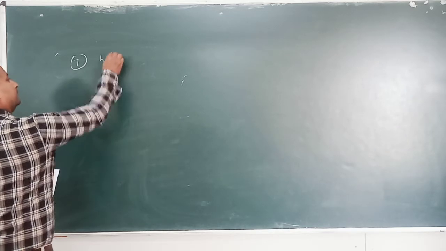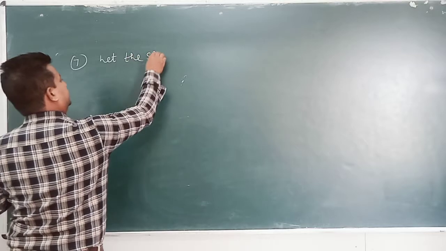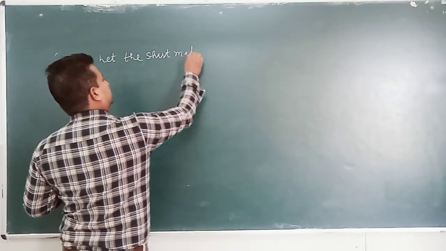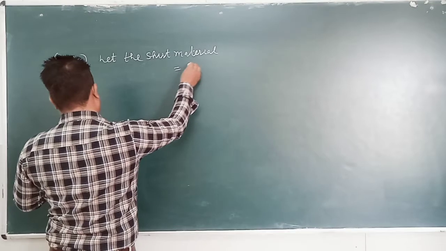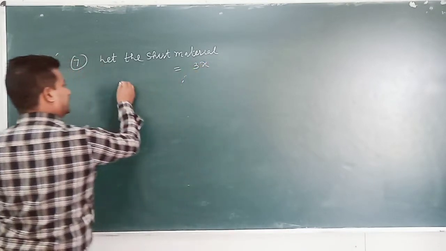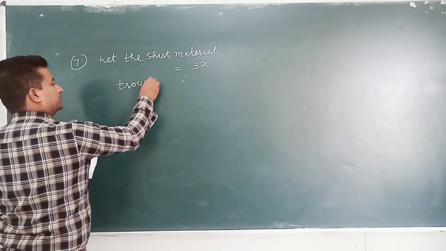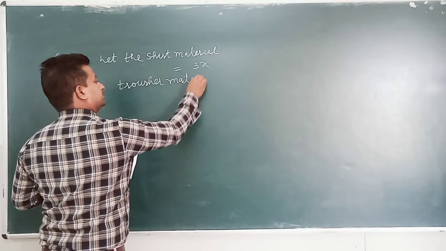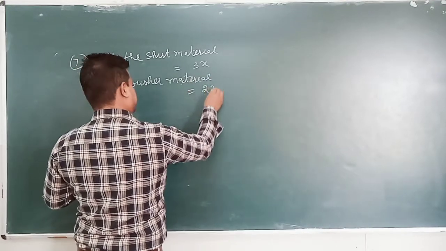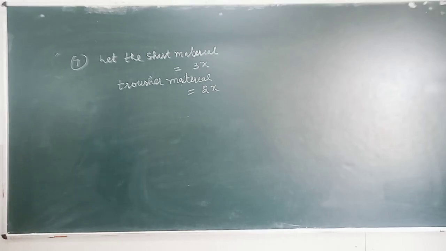He sells the material at 12% and 10% profit respectively. His total sale is Rs 36,600. How much trouser material did he buy? So first we let the shirt material equal 3x and the trouser material equal 2x. This is the ratio of the two materials.